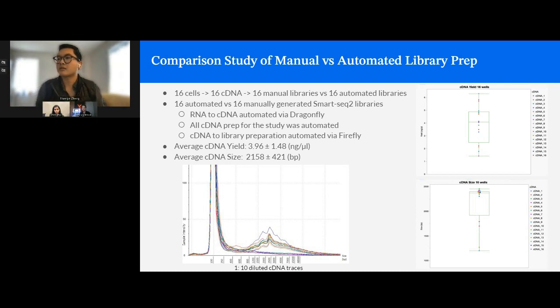Next question. We're working on circulating tumor cells and isolate those cells in numbers from 1 to 400. So which method would you recommend?